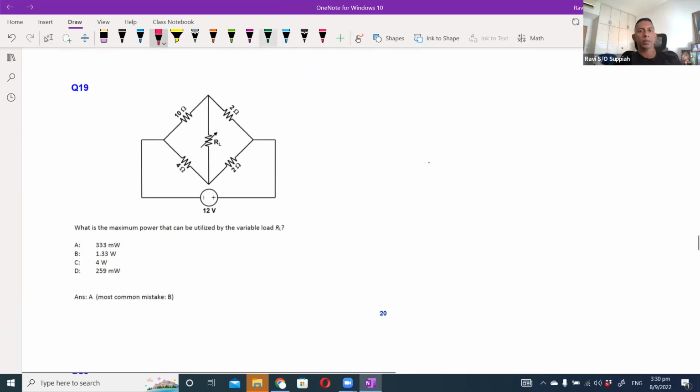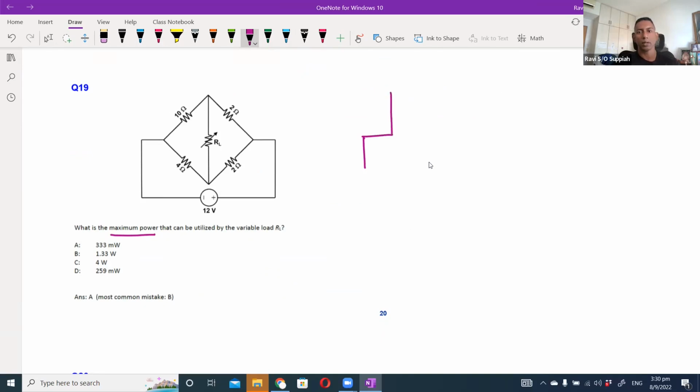Okay, question 19. What is the maximum power that can be utilized? Whenever you see this, we straight away know that it is the Thevenin's equivalent. So we need to find the Thevenin's equivalent circuit. I'm going to redraw this circuit a bit.